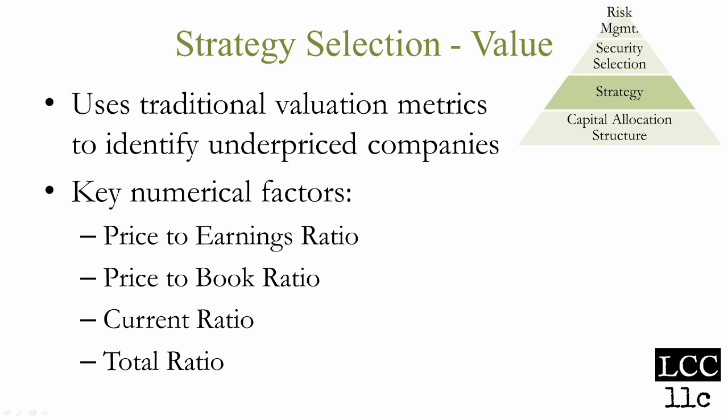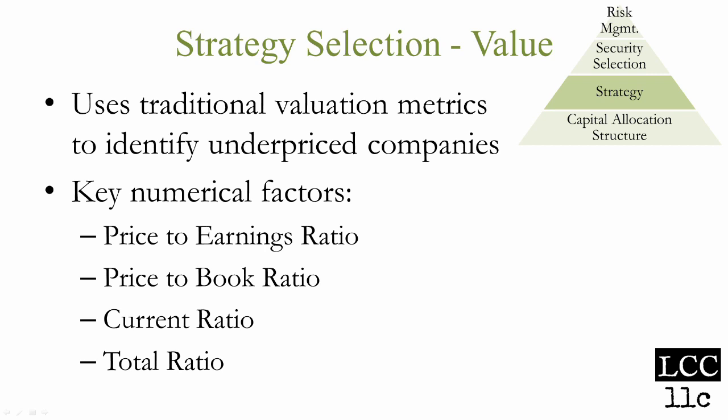The price-to-book ratio is the current share price, this time divided by the sum of assets minus liabilities of a company as stated on the balance sheet. The current ratio is the ratio of current assets divided by current liabilities. And the total ratio is a term that I've coined referring to all balance sheet assets divided by all liabilities.